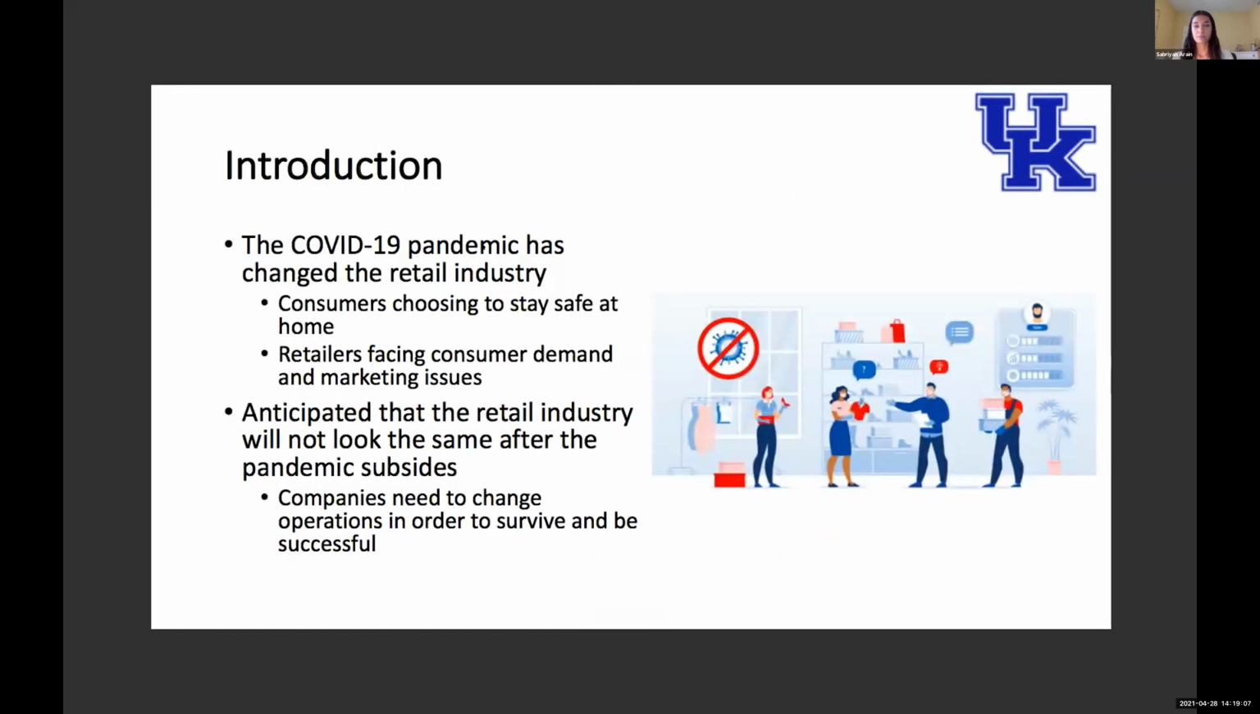So the COVID-19 pandemic has changed the retail industry since it first began. Consumers are now choosing to stay safe at home rather than go out to stores to shop. And so retailers are facing consumer demand and marketing issues as a result of this trend. It's anticipated that the retail industry won't look the same after the pandemic subsides, so companies need to make sure to change their operations in order to survive and continue to be successful.